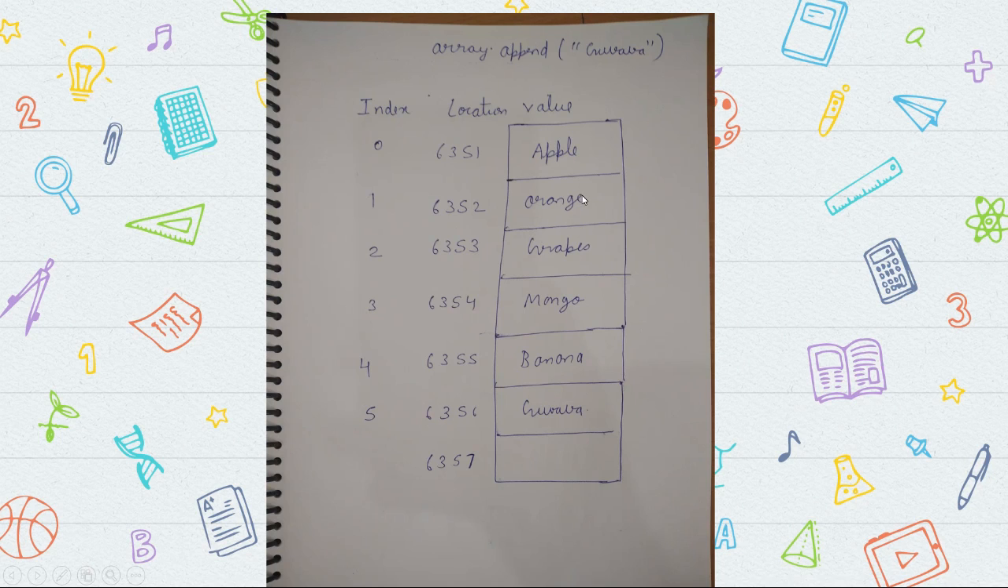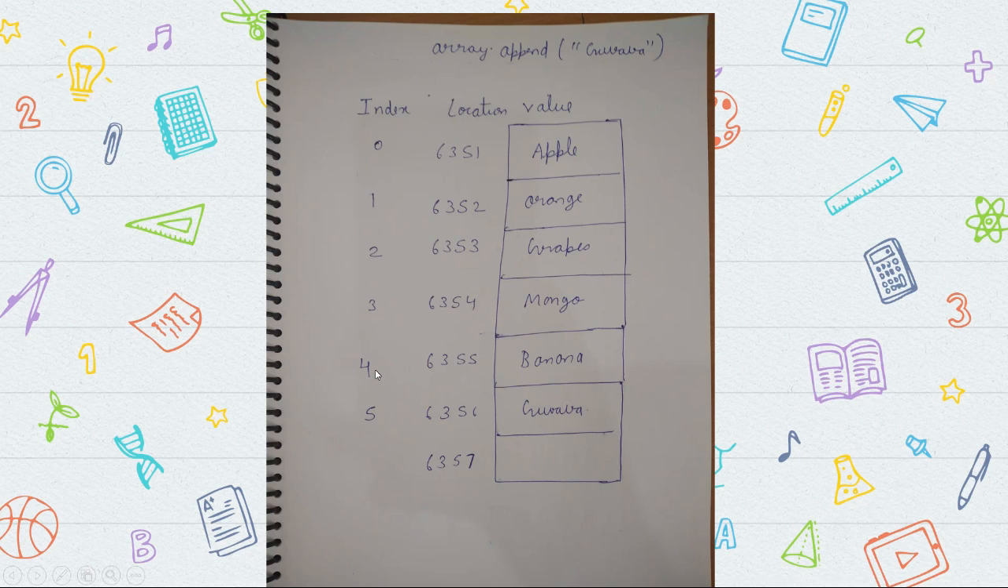So what will happen? First of all I am showing you the result. First of all I will tell you the solution. This orange will be removed from this location. Okay, so at 6352 orange will be removed, and then grapes will come to the orange position. That is, grapes will come to the 6352 location, then mango will come to the 6353 location, and banana will come to 6354, and then guava will be 6355. Okay, and then this fifth index will be removed, and the array will be up to the fourth index.